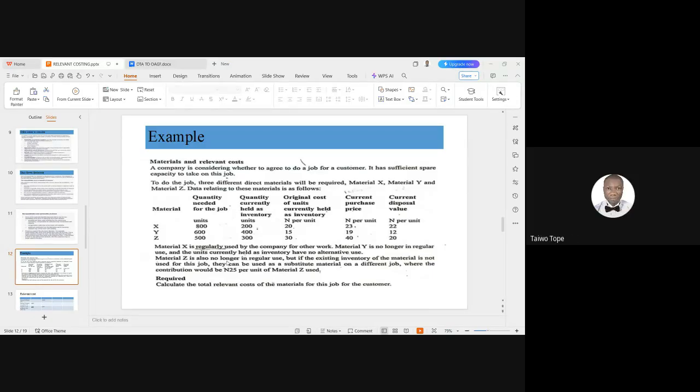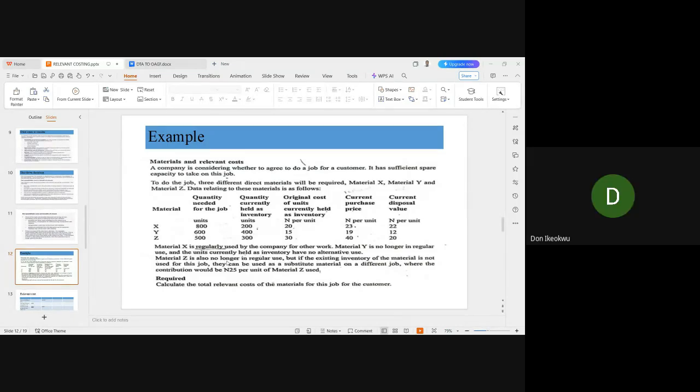Hello, sir. Yes, ma'am. I guess for material Z, you will use the existing inventory of 300 at 25 naira, and then 200 units at the current purchase price. Okay, is everybody in? Where did you get 40? Current purchase price, 40 naira. I'm in line with her. I support her motion. My own opinion is this.